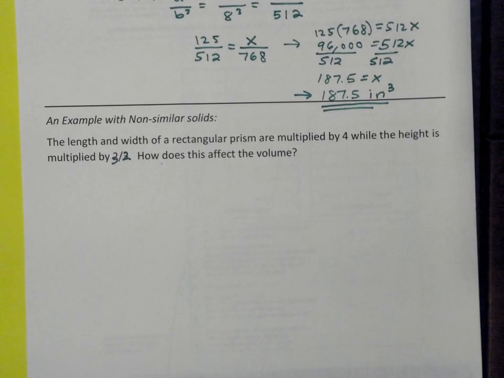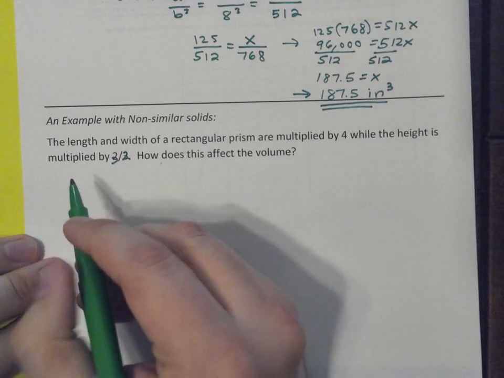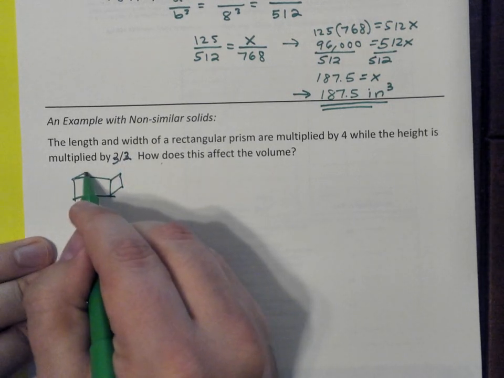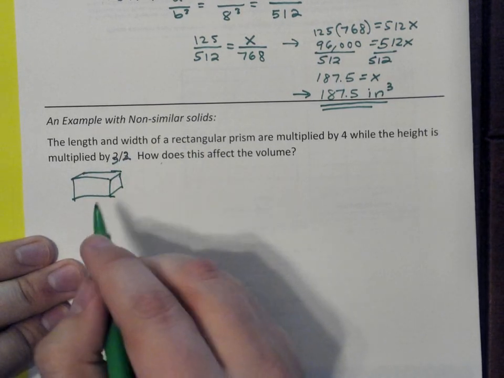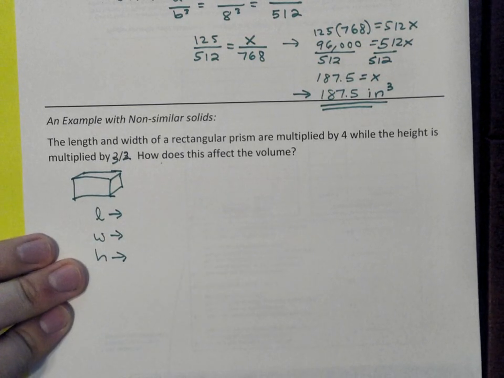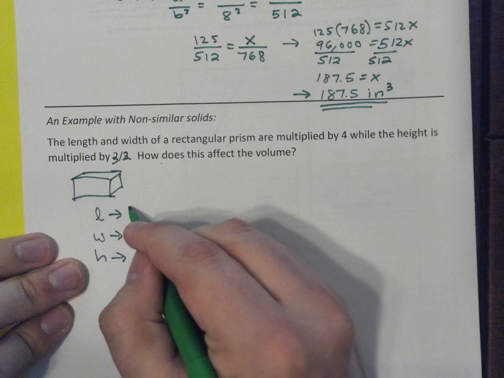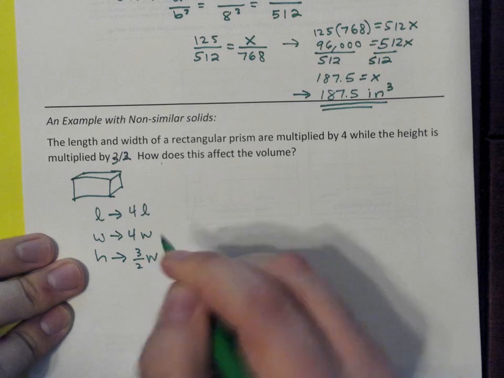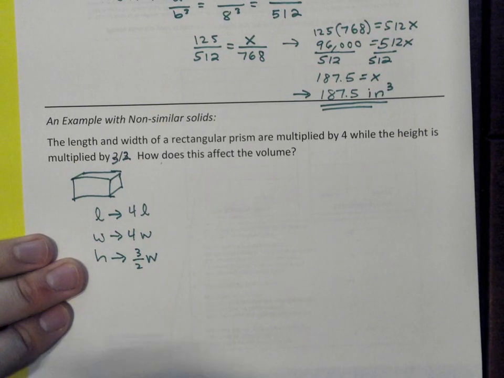Right here, I'm going to take a rectangular prism and multiply its length and width by 4, while its height is multiplied by 3/2. And we want to know what effect this has on the volume. You can sketch a prism if you'd like, it's not really necessary. The length, the width, and the height are all changed. I don't have to change them all; in fact, sometimes I won't. But if they are all changed, the length is multiplied by 4, the width is multiplied by 4, the height is multiplied by 3/2. So the question is, what effect will this have on the volume?